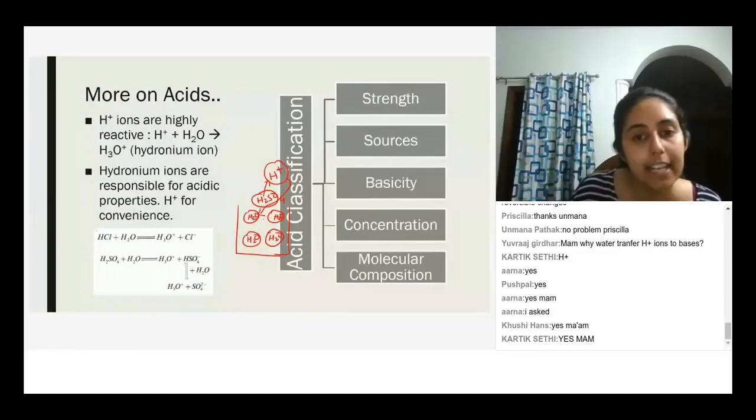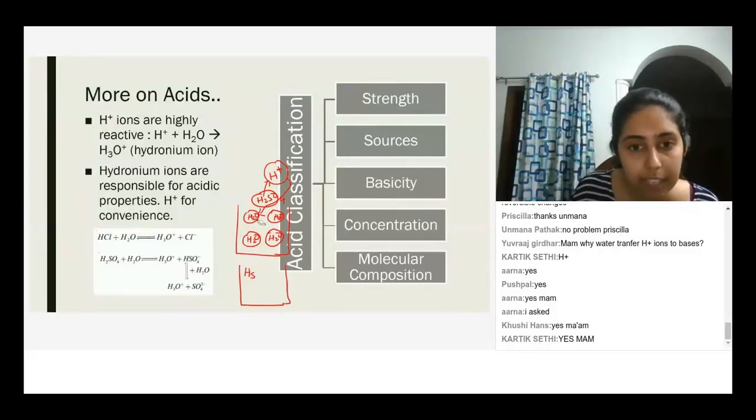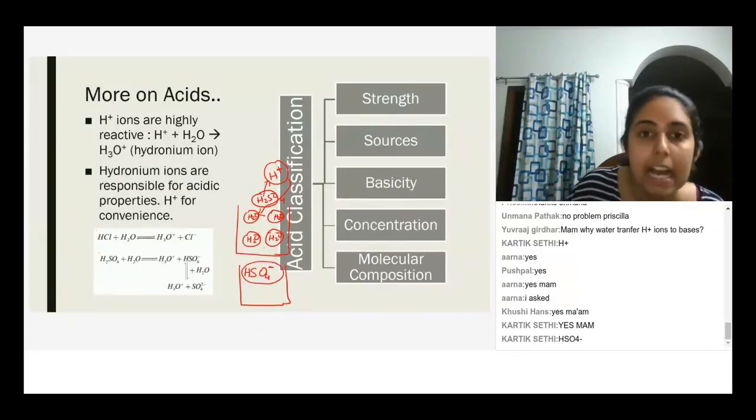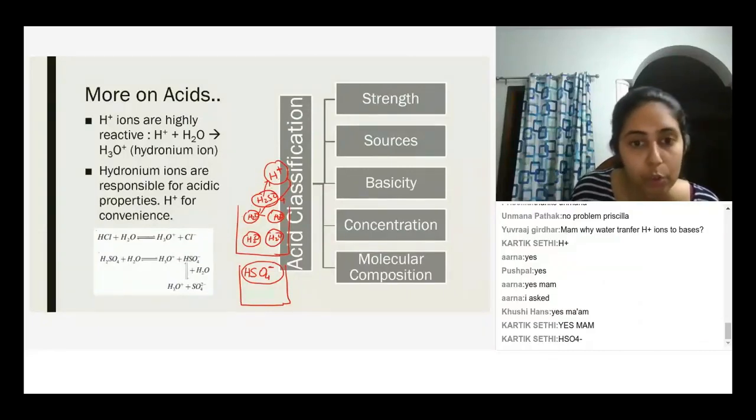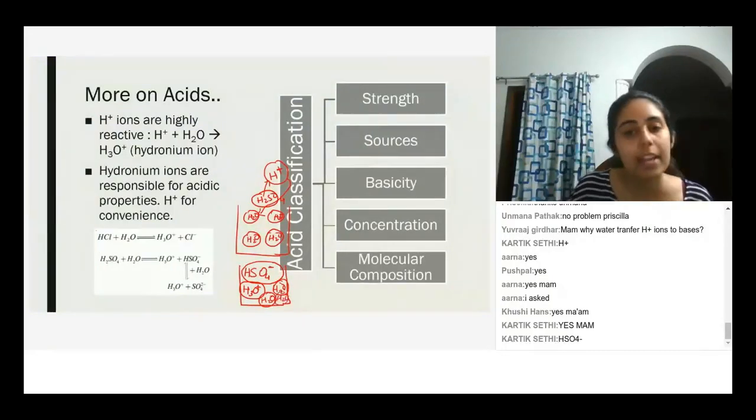Once it reacts with this water molecule, what happens? I end up getting HSO4 minus, 1 molecule of HSO4 minus. This hydrogen ion has reacted with this water to form hydronium ion, which is H3O plus. Then I have these 3 water molecules, which is H2O, H2O, and H2O. Then what happens?